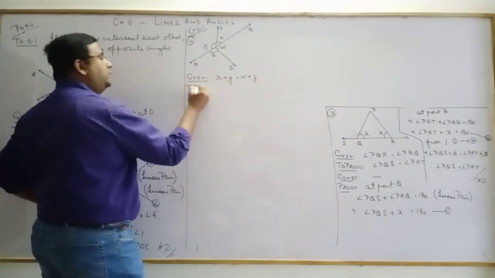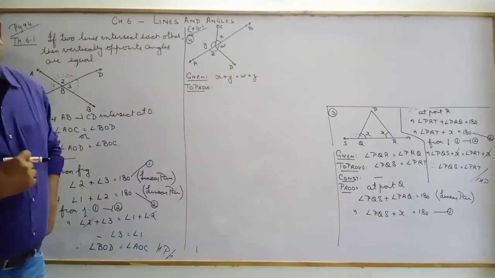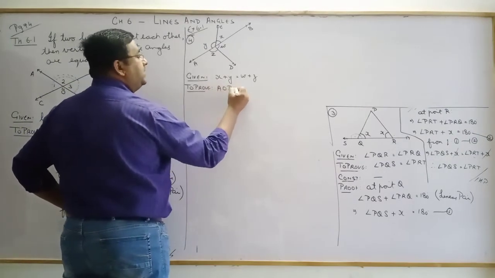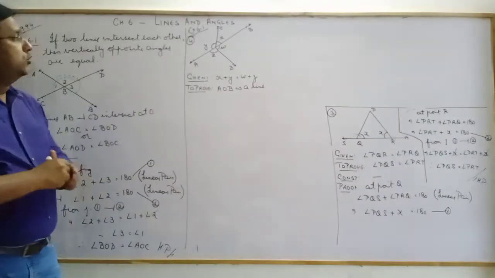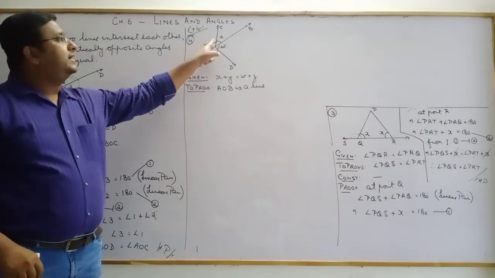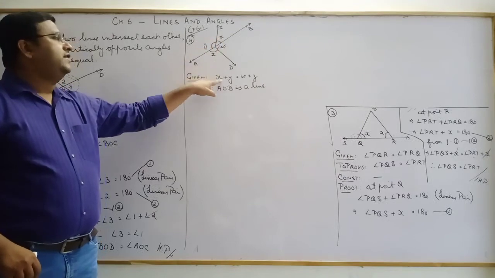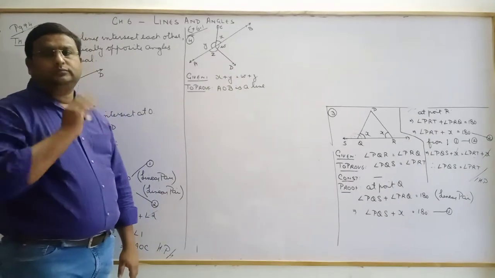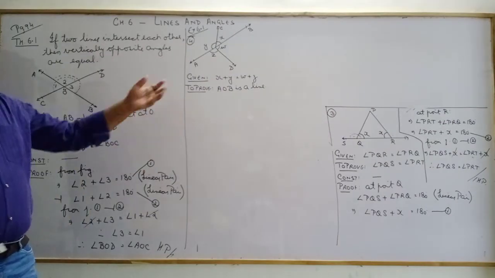What we have to prove? We need to prove that AOB is a line. That means we need to prove that the sum of these two angles is 180. Either of them. If x plus y equals 180, will w plus z also be equal to 180? Because it is given. When is it a line? When the angle is 180. So this is what we have to prove.